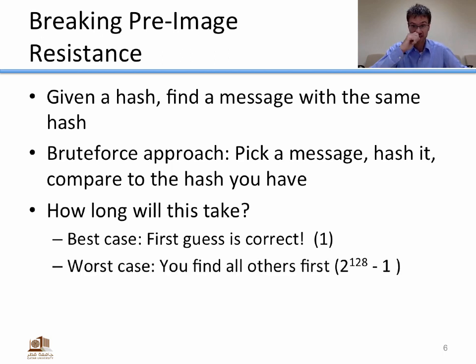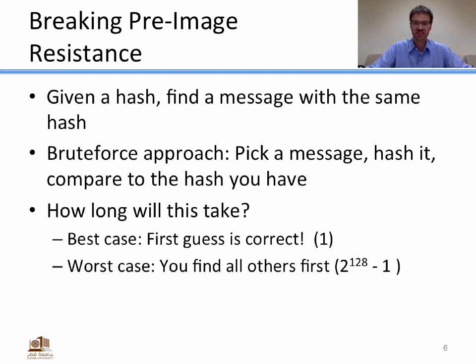In the worst case, I would be the unluckiest person in the universe, and I would keep picking random messages and hashing them, and I would find every other possible hash first. And then lastly, I would find the one that I'm looking for. So in my best case, I get it in one. In my worst case, I try every other possible hash.